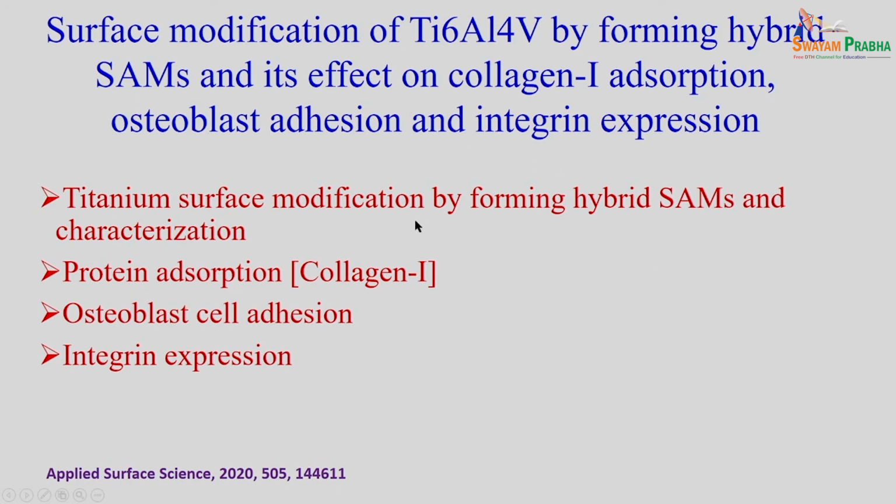So, the titanium surface was modified by forming the hybrid self assembled monolayers. Then we used collagen for the protein adsorption, then osteoblast cells for the cell adhesion, and then we also analyzed the expression of the cell adhesive molecule integrin. This is published in Applied Surface Science. For more detail, this article can be referred.